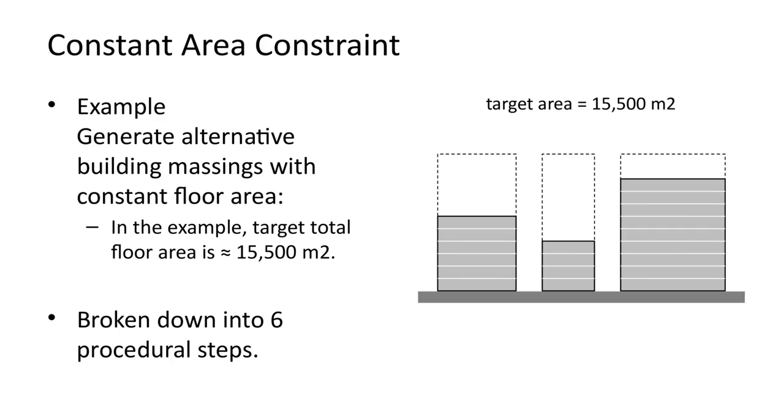The task is to generate a set of building massings with randomized varying heights but constant total floor area. In this simplified example, we will look at just 3 buildings. The total combined area of all the buildings is required to be a maximum of 15,500 meters squared. In this case, the heights are assigned in a randomized way. The challenge is to find a way to ensure that, for any randomized heights, the total floor area will remain constant. A procedure is defined to achieve this, consisting of 6 steps.